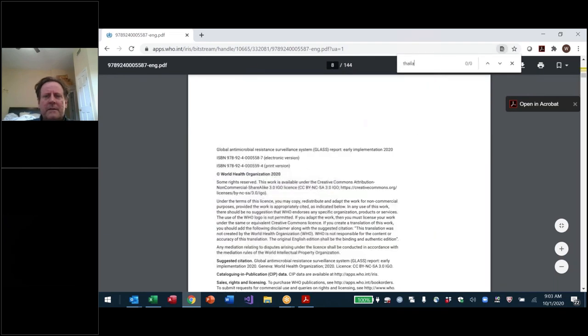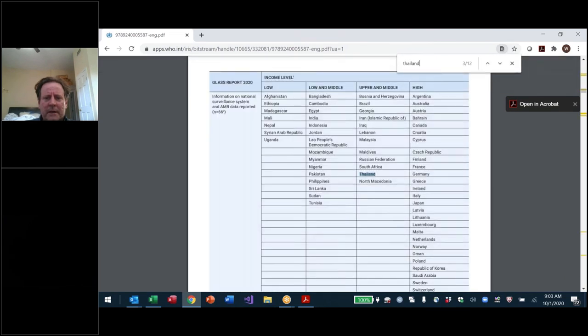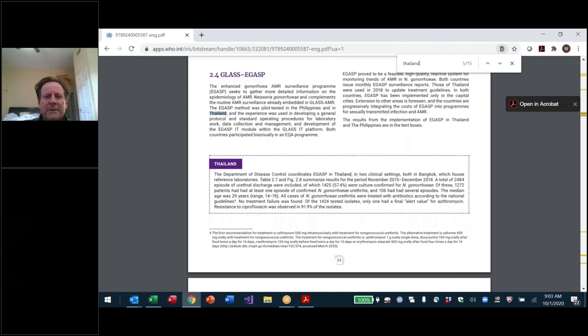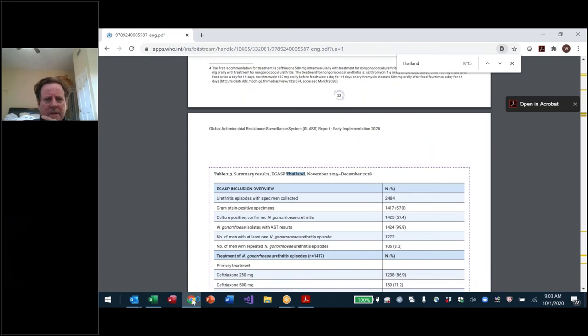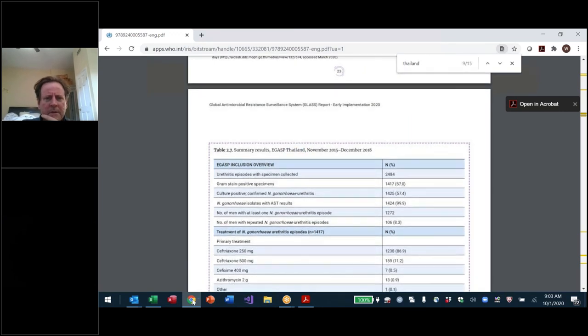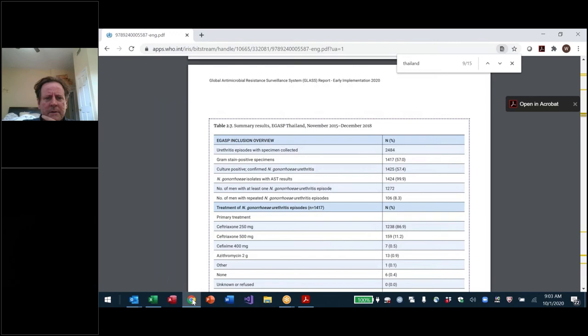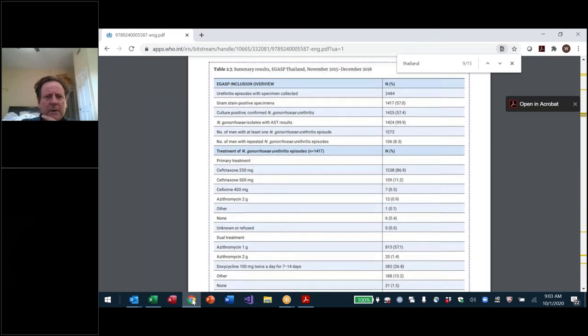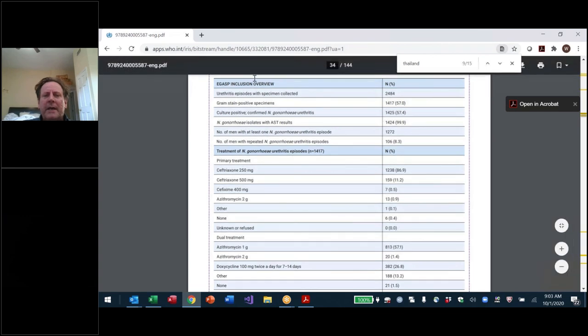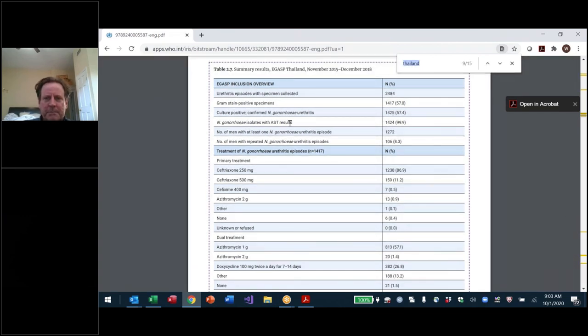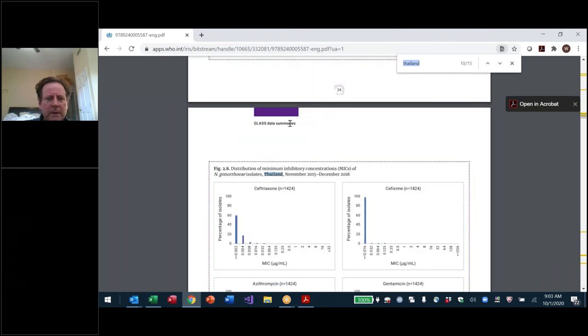Let me just take a look at Thailand, for example. Acknowledgements, Thailand, upper middle. So what they're categorizing here, they're giving an example there. Culture positive, etc. Oh, this is a special project called EGASP. EGASP is for gonorrhea, expanded gonorrhea surveillance. So that's a special project. Let me continue to look.